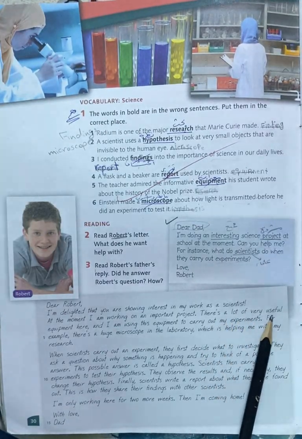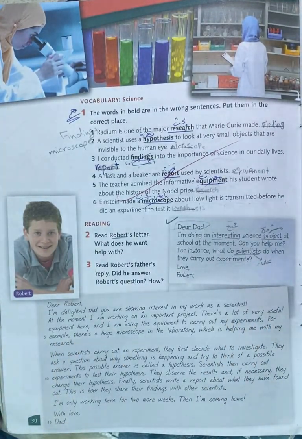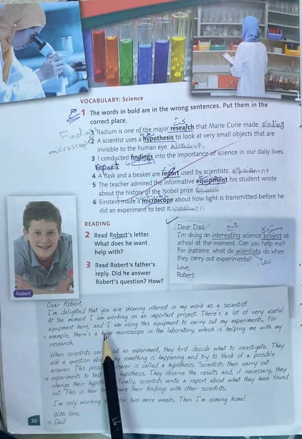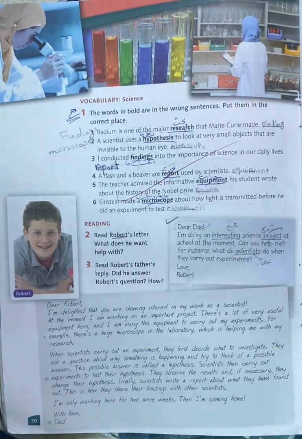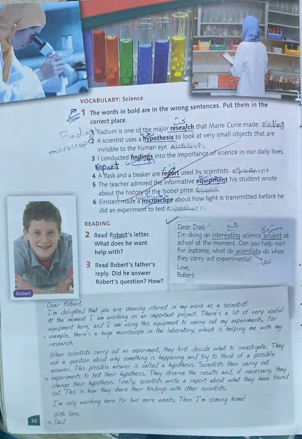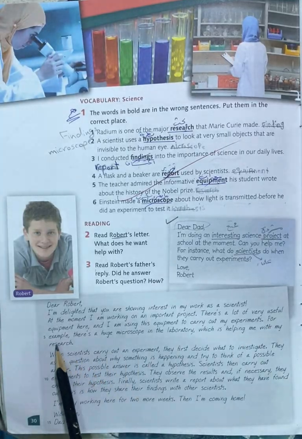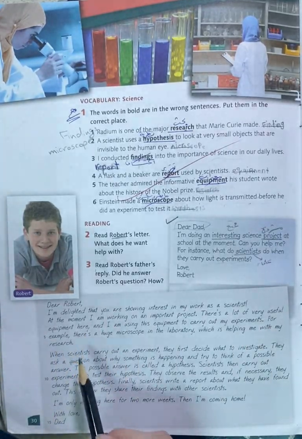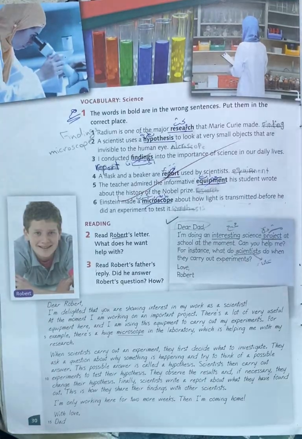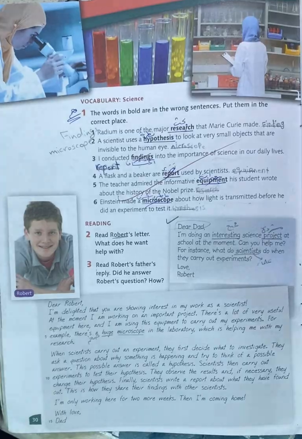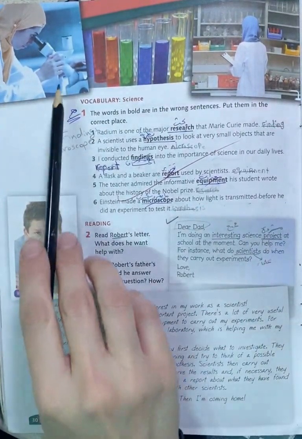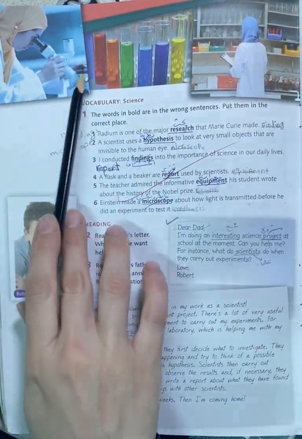There's a lot of very useful equipment here. And I'm using this equipment to carry out my experiment. وهو بيستعمل هاي المعدات عشان يثبت نظريته وتجاربه. For example, there is a huge microscope. في عندهم جهاز مايكروسكوب ضخم جدا. Look at the picture here. It's like this. Look at microscope.